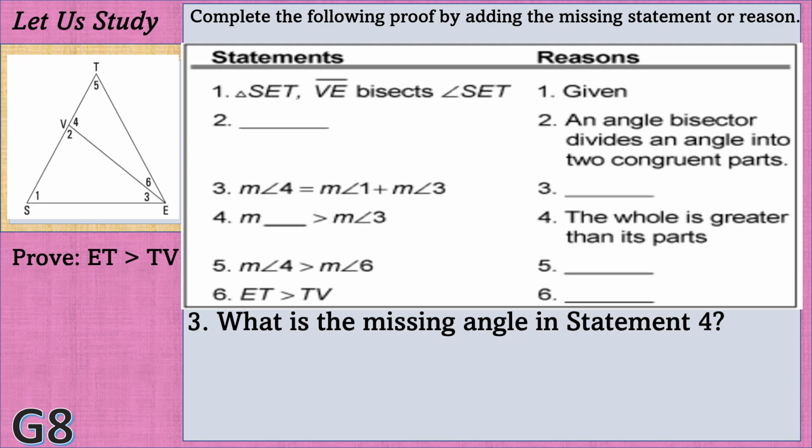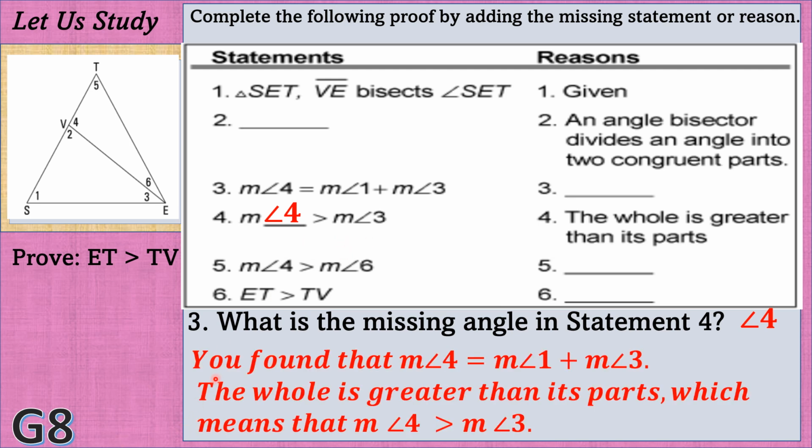Next question. What is the missing angle in statement 4? So we have here the missing angle. So the reason is the whole is greater than its part. So ano kaya yung missing angle dito? Now, the answer is the measure of angle 4 is greater than the measure of angle 3.